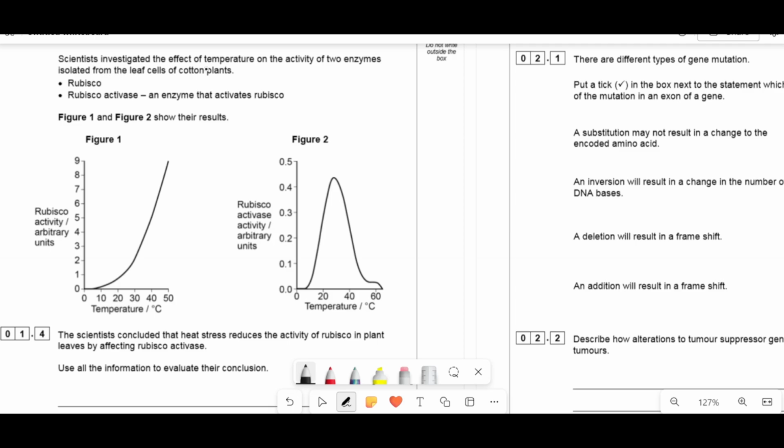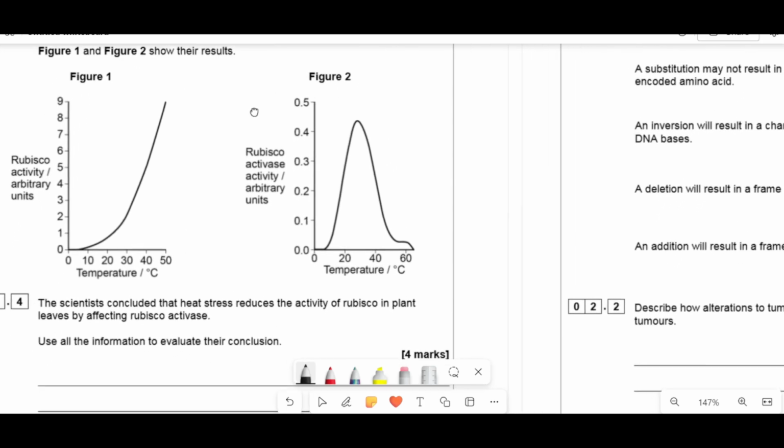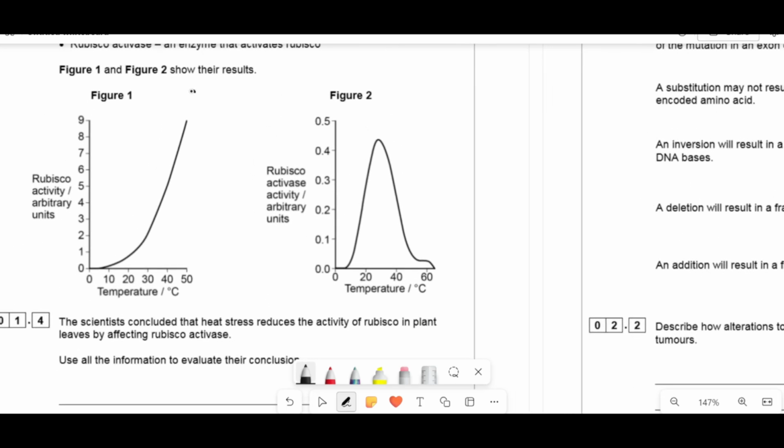So scientists investigated the effect of temperature on the activity of two enzymes isolated from the leaf cells of cotton plants. We've got Rubisco and Rubisco activase, an enzyme that activates Rubisco, and figures 1 and 2 show their results. We should always look at the dependent and independent variables. For each of these, the independent is the temperature, and the dependents are Rubisco activity here, and then here it's Rubisco activase.